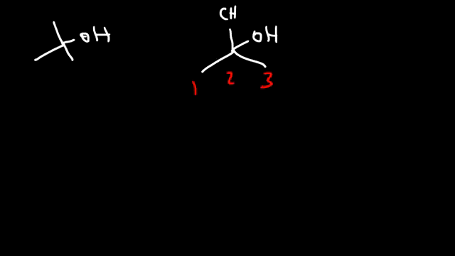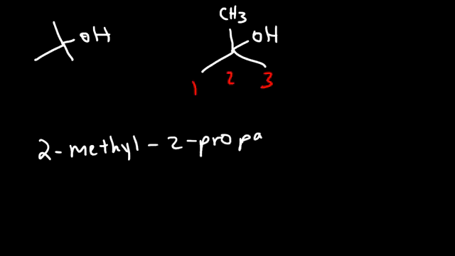Now let's focus on this example. So I'm going to redraw it like this. So we still have a 3-carbon chain, but now we have the OH group on carbon 2 and also a methyl on carbon 2. So this is going to be called 2-methyl-2-propanol. So that is the IUPAC name for tert-butyl alcohol.